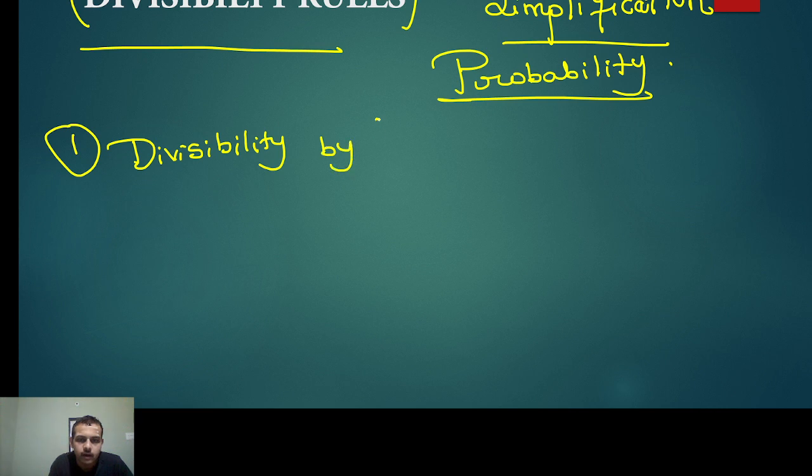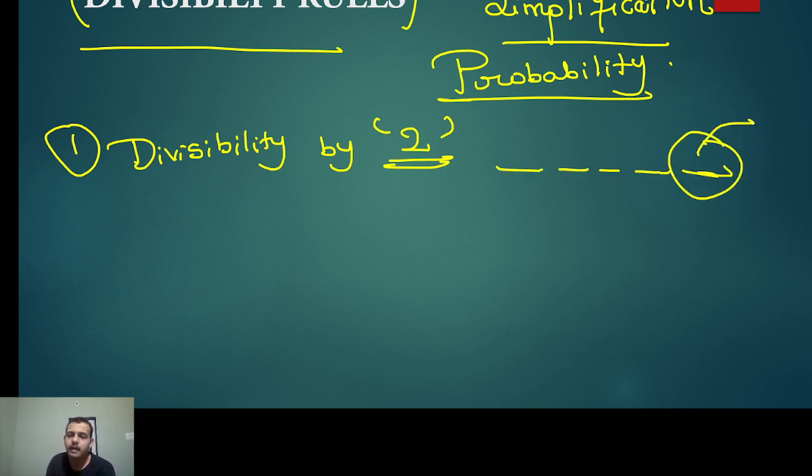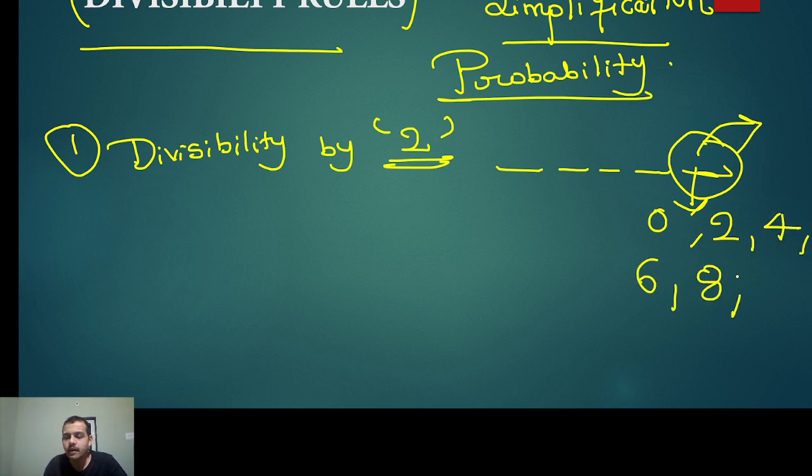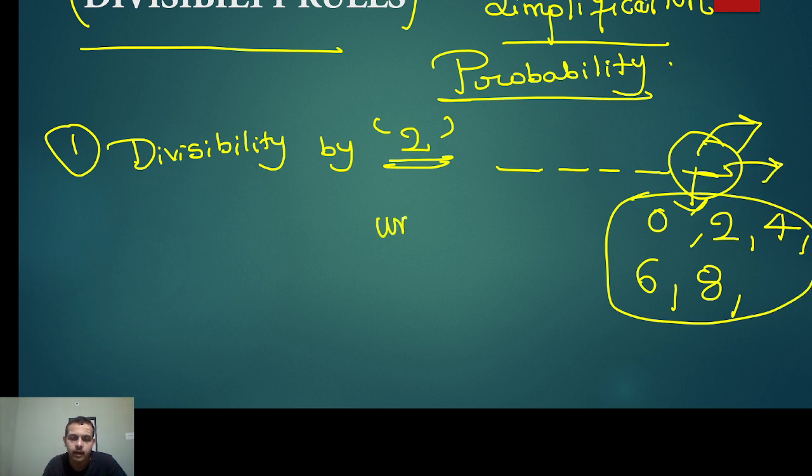Divisibility by 2. Whenever a number is divisible by 2, we can tell this by seeing the last digit of the number. This is the last digit of a number. For it to be divisible by 2, the last digit should be 0, 2, 4, 6, or 8. These are the digits that should come in the unit place of the number.